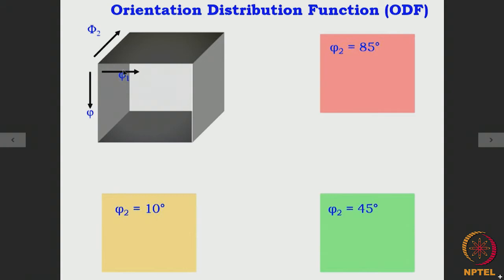So, for example, this particular, the front section, this is phi 2 is equal to 0 degree section. The back section here is phi 2 is equal to 90 degree section. Similarly, we can have phi 2 5 degree section, 10 degree section as we want. So, this is say the phi 2 85 degree, phi 2 10 degree, phi 2 45 degree sections.